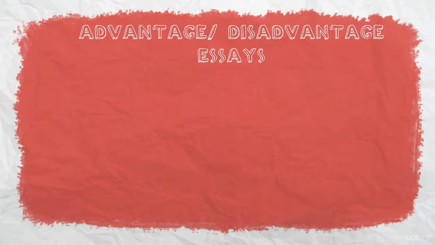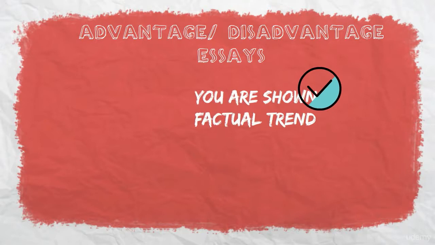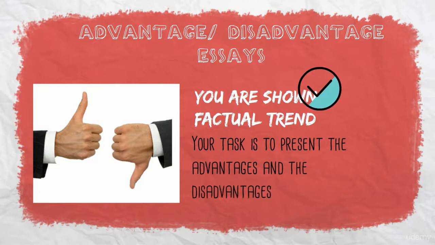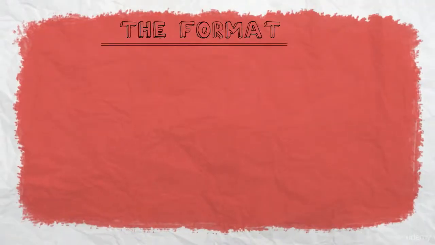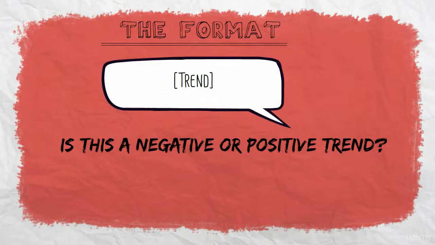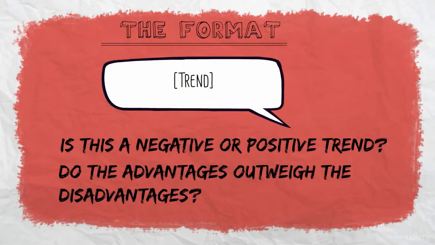The second question type is advantage and disadvantage essays. In this type of essay, you are shown a factual trend, and your task is to present the advantages and the disadvantages of this trend. The format of this question type is, you'll be given a trend. The question will be, is this a negative or positive trend? Do the advantages outweigh the disadvantages?